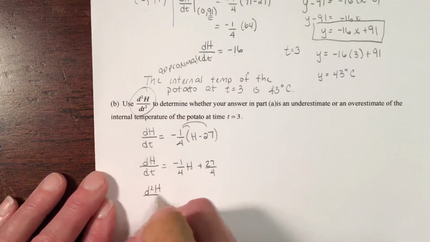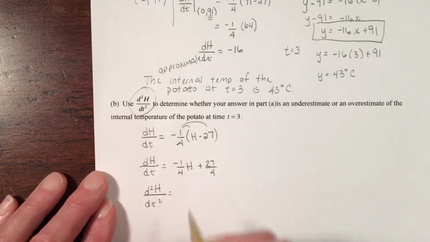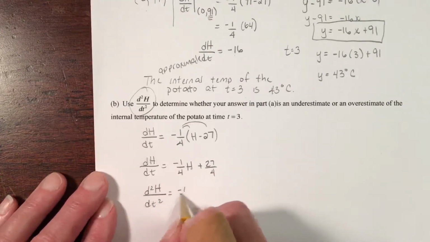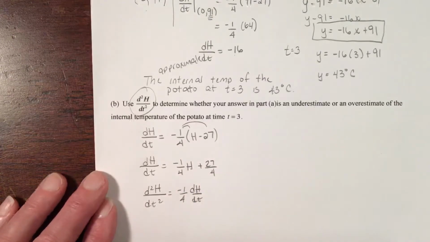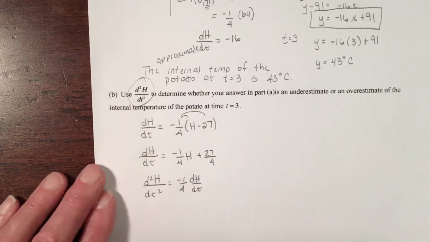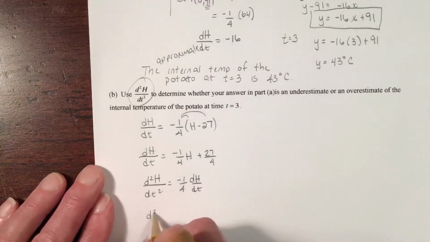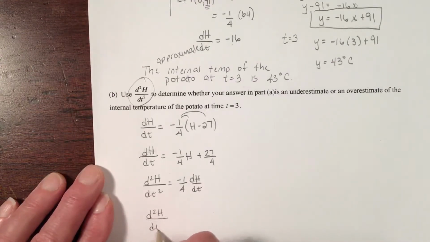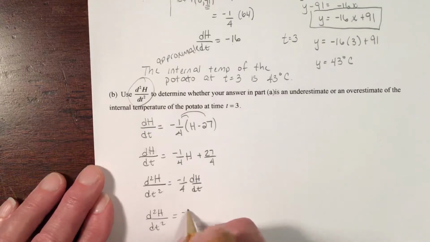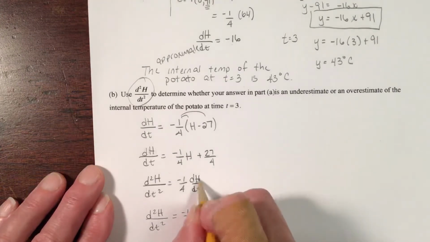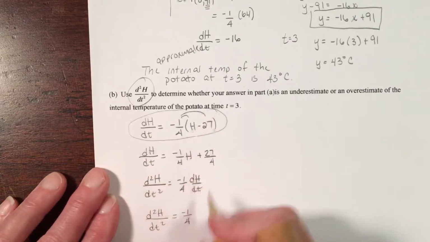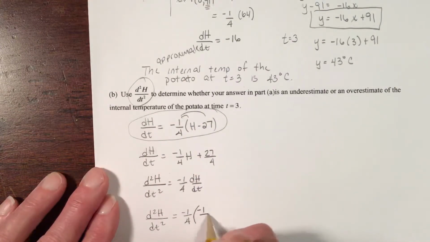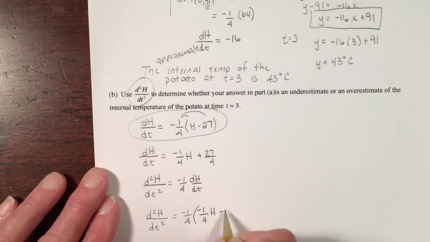d squared h over dt squared. So that's the second derivative. Negative 1/4 dh/dt. And that's just going to drop out. And if you recall in class, we would continue through. Negative 1/4. Now for dh/dt, I'm going to go back up to the original and put that in, because that's my dh/dt.